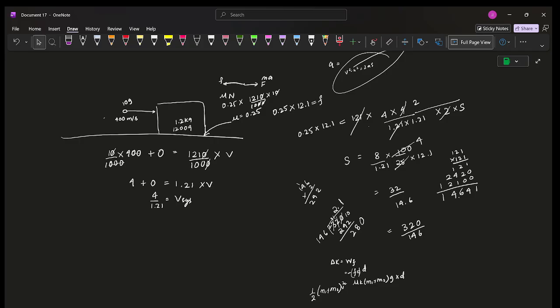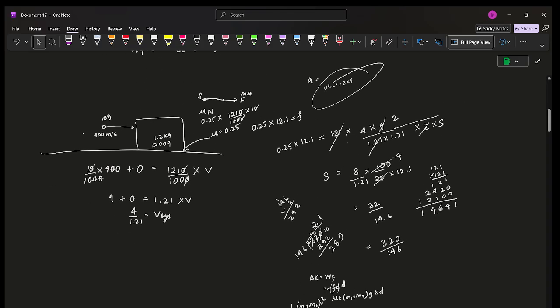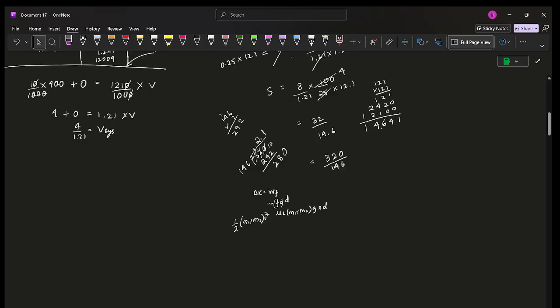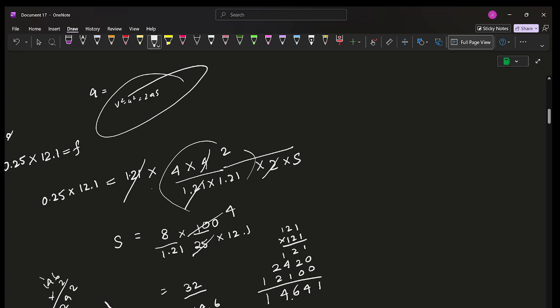I think I might have done it. Very right. Okay, I really think my method is right at this point, because what they've done finally is basically this.